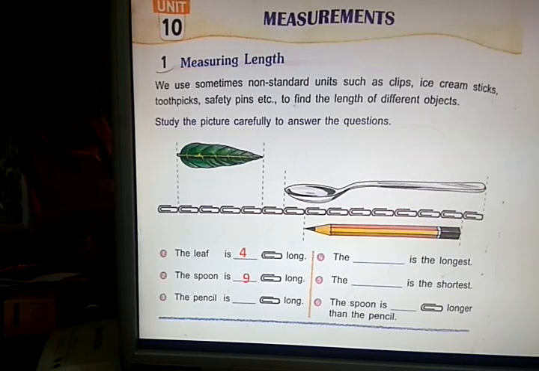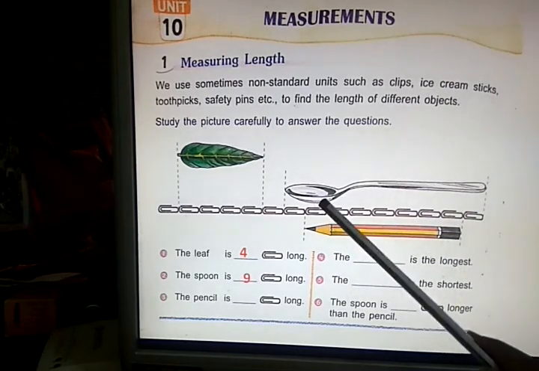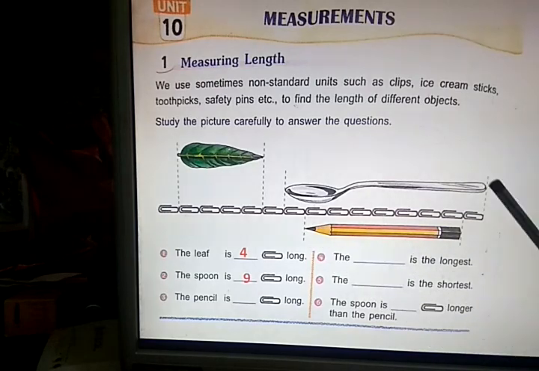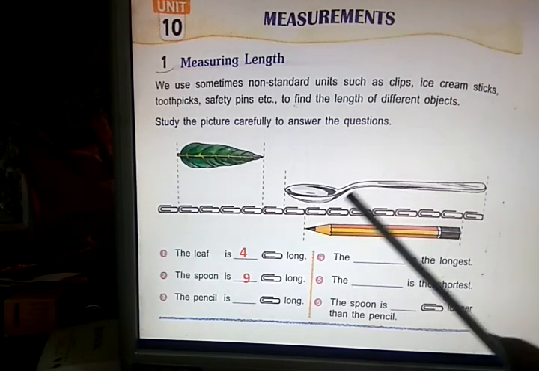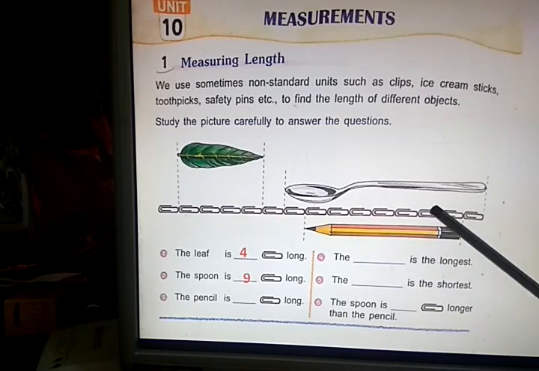Next, the pencil. Now the pencil begins from here and ends here. So from the tip: 1, 2, 3, 4, 5, 6, 7. Here the pencil ends. So the pencil is 7 U-pins long. Now dash is the long.